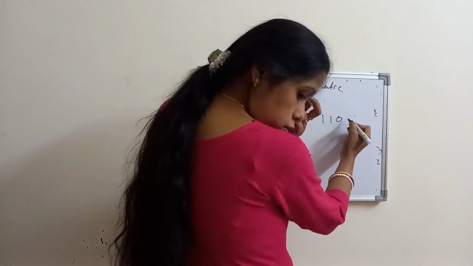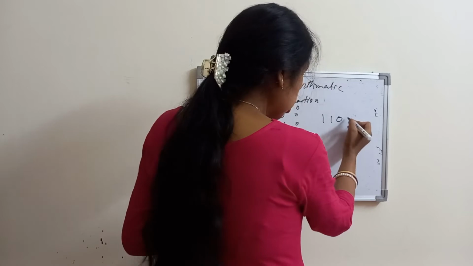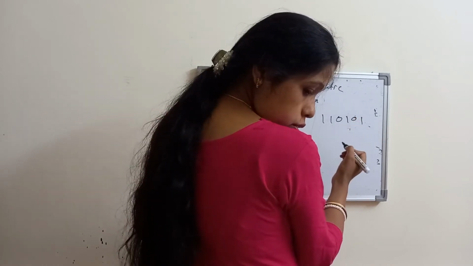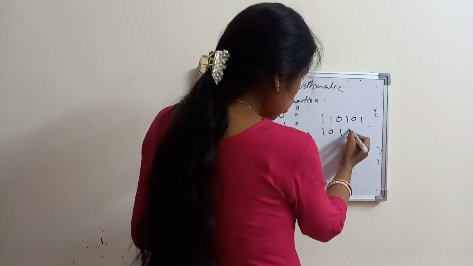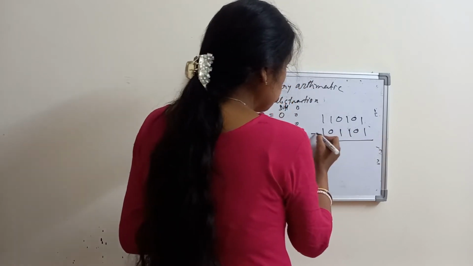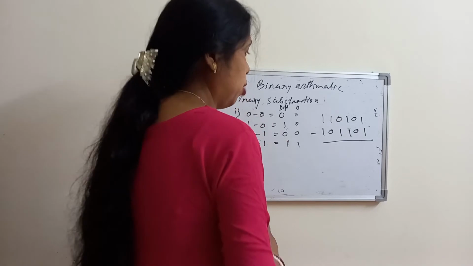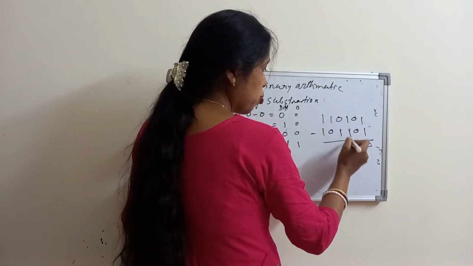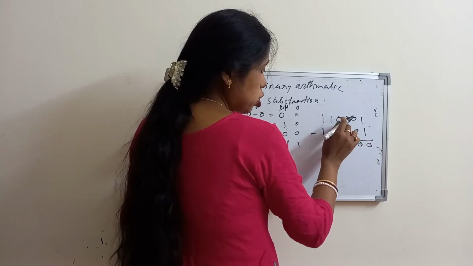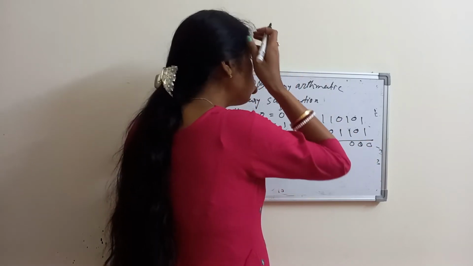1, 1, 0, 1, 0, 1, 0, 1. Okay. 1, 0, 1, 1, 0, 1. So you have to subtract this number from that number. So 1 minus 1, 0. 0 minus 1, 0. 1 minus 1, 0. Now 0 minus 1.